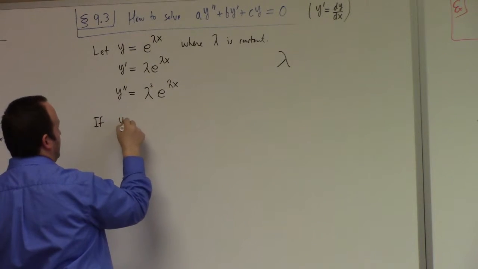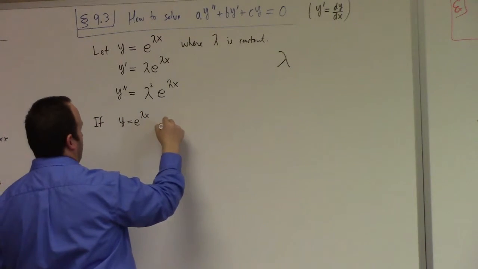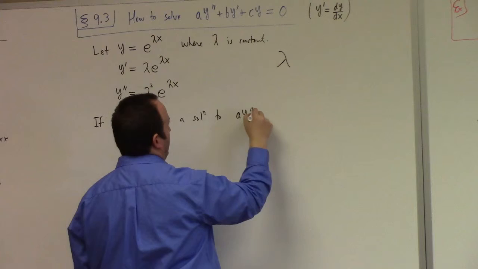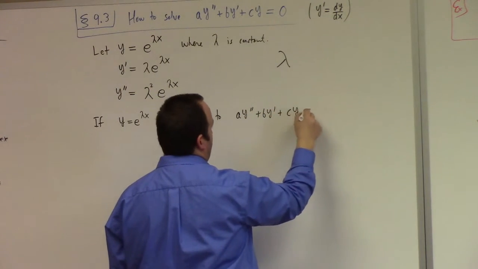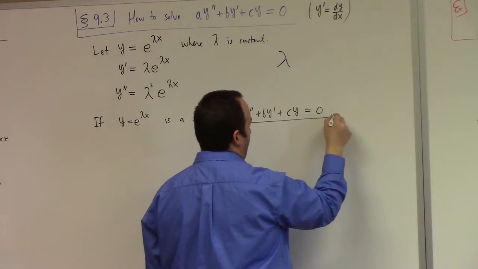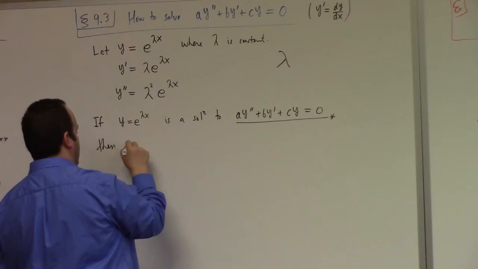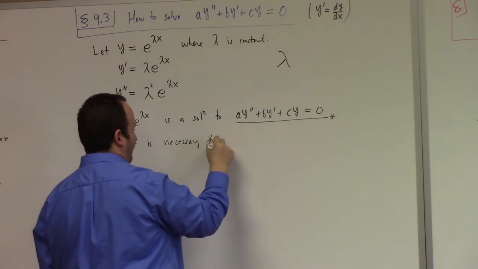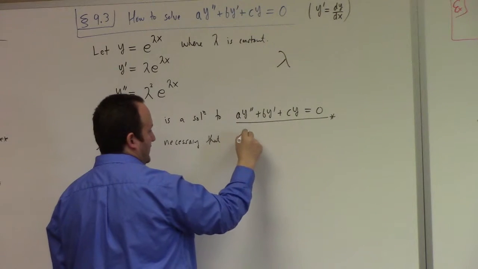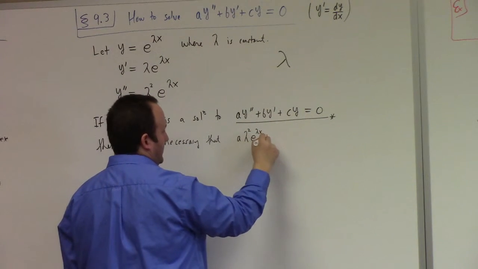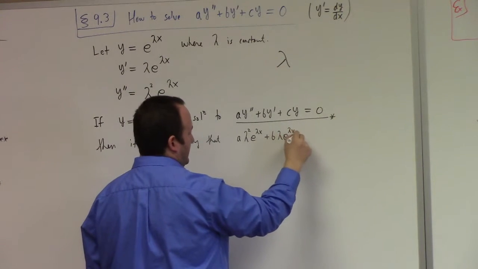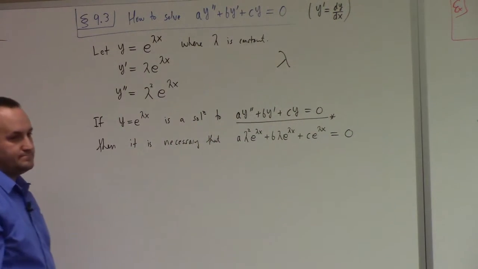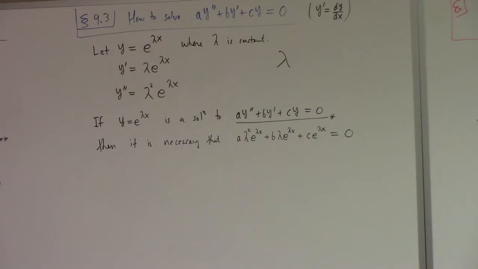So if y equals e to the lambda x is a solution to a y prime prime plus b y prime plus c y equals 0, let's call this thing star, then it is necessary that a lambda squared e to the lambda x plus b lambda e to the lambda x plus c e to the lambda x be 0. Just differentiating my proposed solution.